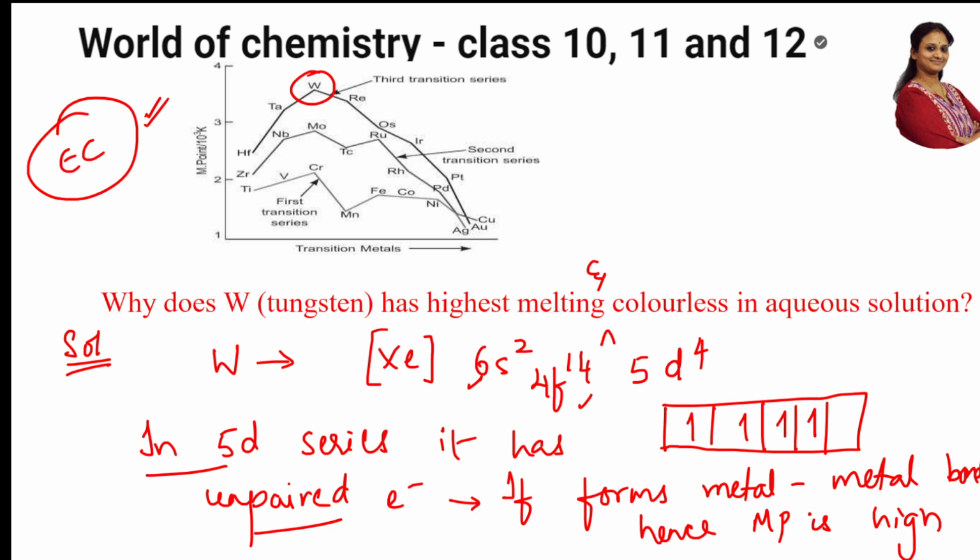Easy, easy. So clearly it is due to the presence of unpaired electrons, and there is more frequent metal bonding in the 5d series, compared to your 3d and 4d. So this is the key word in this, students. Let us go to the next question gradually.